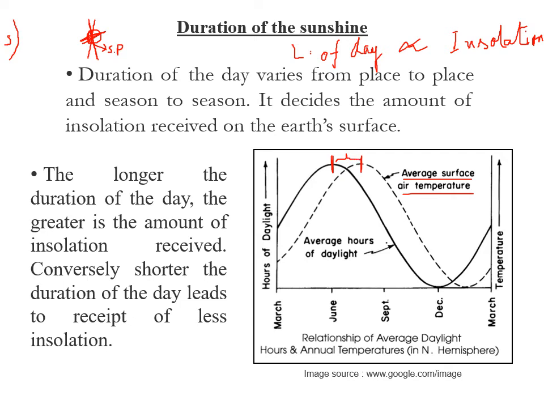But interestingly, the surface air temperature curve and the average duration of daylight in any hemisphere of Earth are mostly superimposing or very close to each other. They are following the ups and downs of each other.